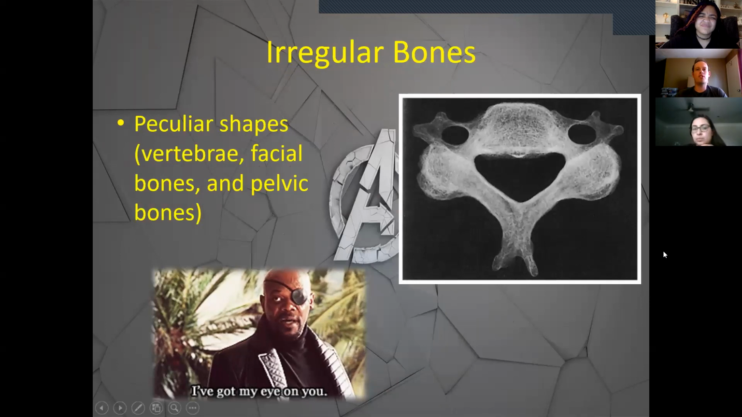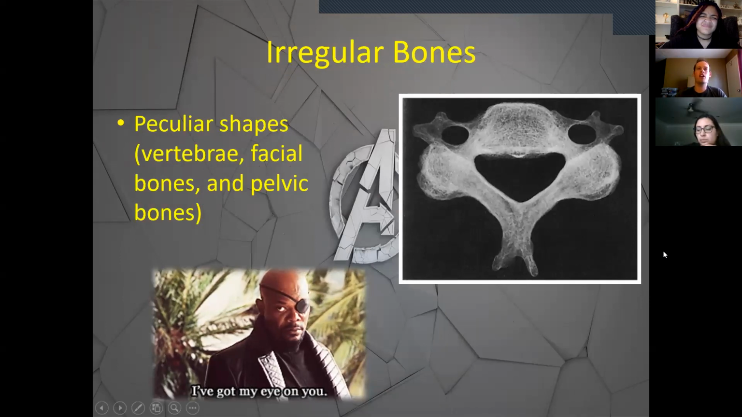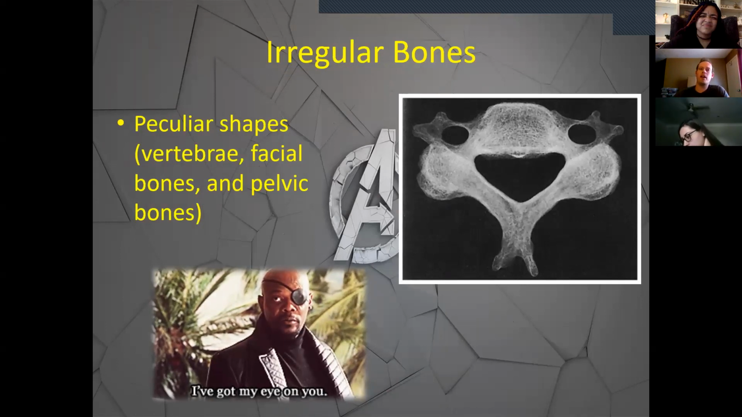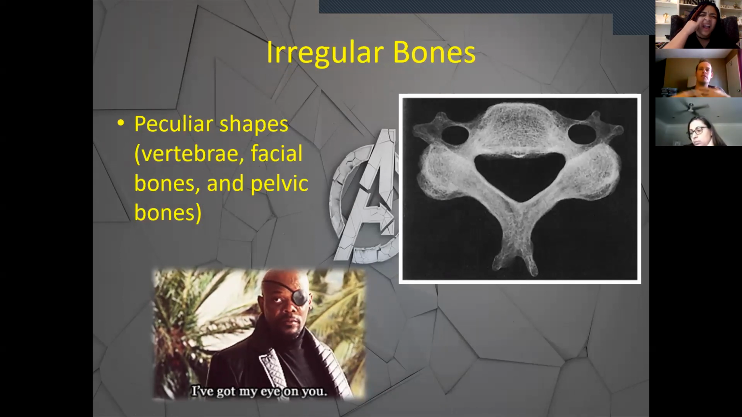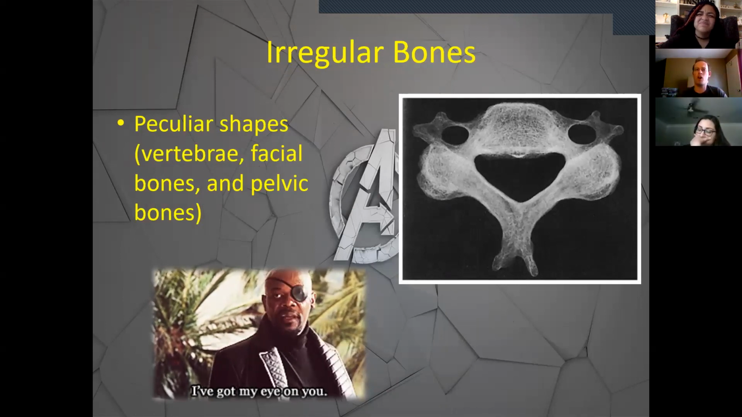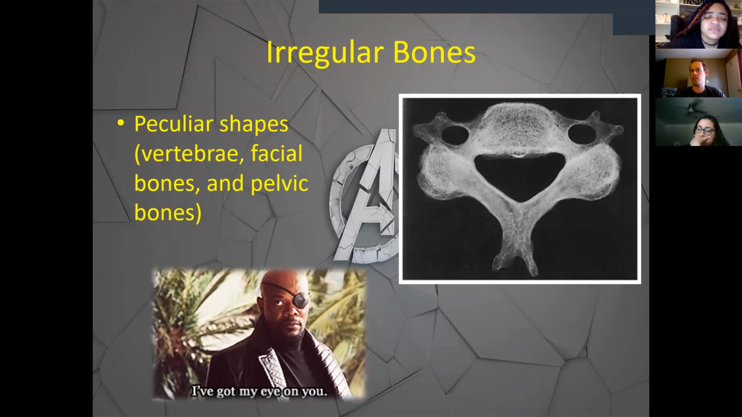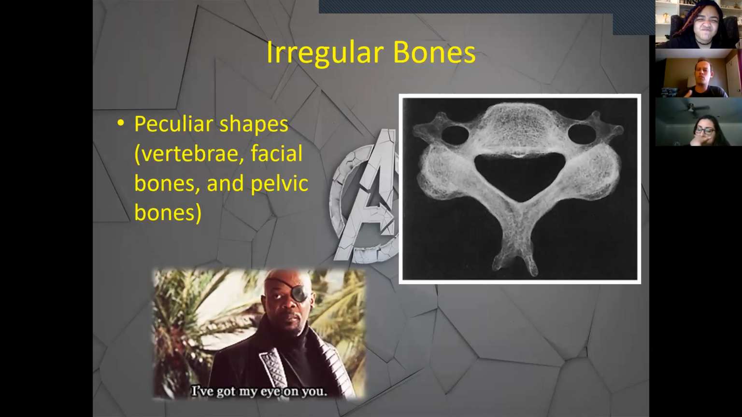So moving on here, we have what's called the irregular bones. They're called irregular because they're just that. They actually look very irregular. They're what we call the peculiar shapes within the bones of the body. Some examples of those would be our vertebrae, our facial bones, and our pelvic bones. They all have completely different distinct shapes, whereas the long bones all have very similar structures and looks to them. Those irregular bones are all completely different from one another.